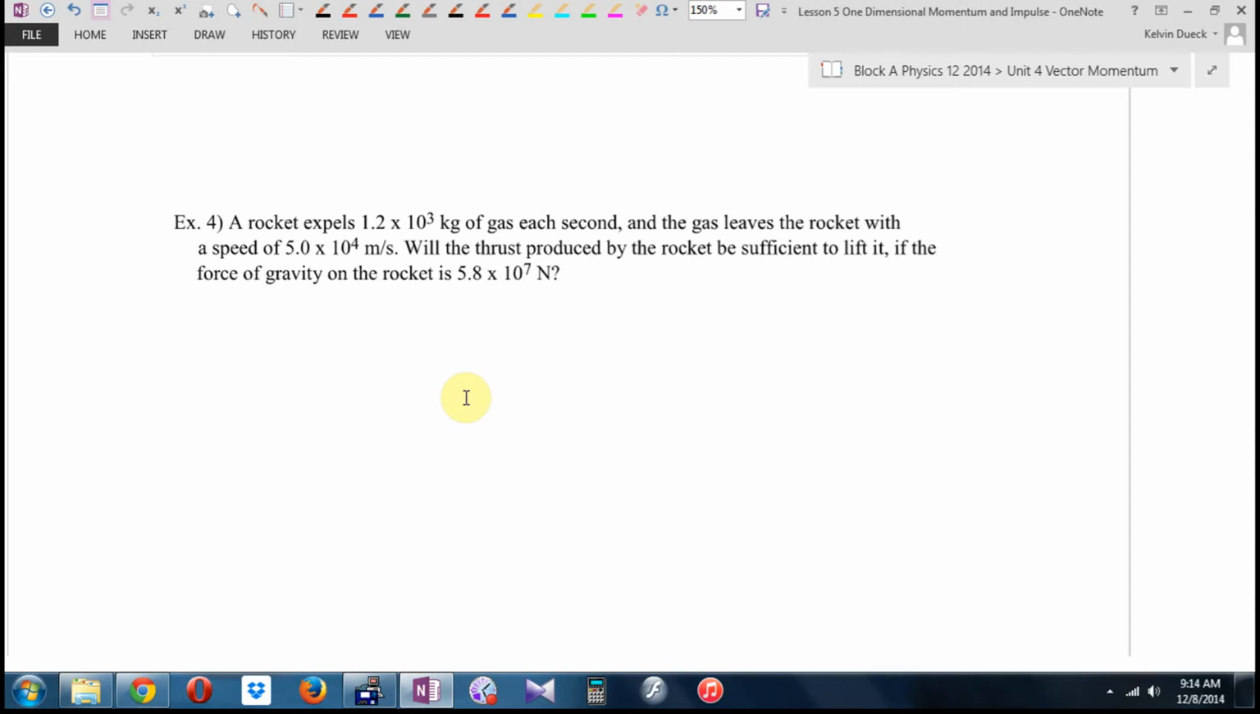Well, I guess the thrust, the force from the rocket engine, has to be bigger than that number there. What are they asking me to find in this question? Well, I think that. What is thrust actually a measure of?